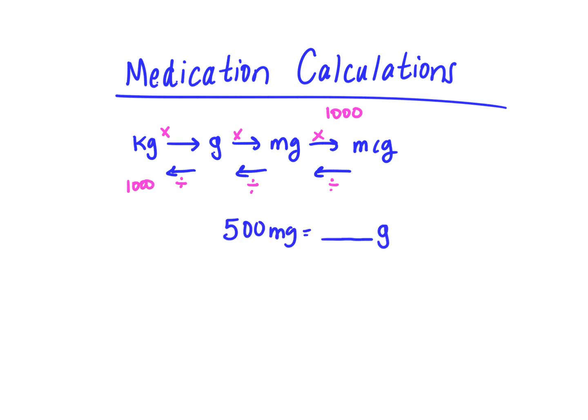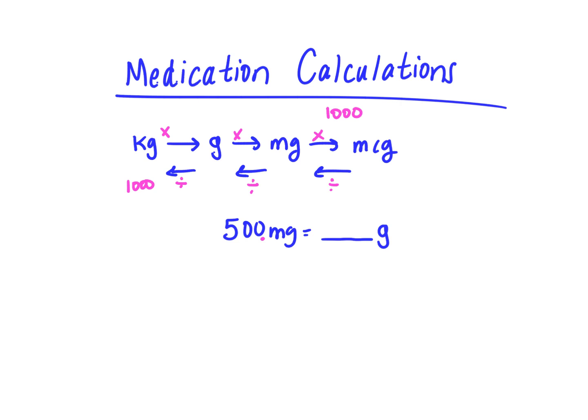Let's look at this problem. We want to get 500 milligrams equals how many grams? So if we look at the chart above, we want to take our milligrams up here and go to the left to grams. Okay, so we are going to move our decimal place to the left and divide by 1,000.